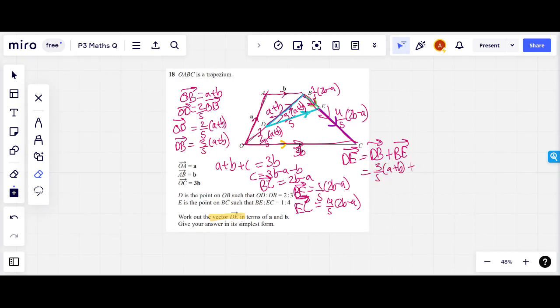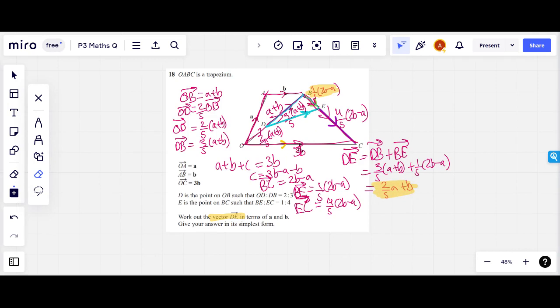Okay, and then BE, we wrote down here, I'll highlight it, as a fifth 2B minus A. Okay, so that's a fifth 2B minus A. And then we just compute simple algebra. So collecting the A terms, we have 3/5 A minus a fifth A, which is 2/5 A. We have 3/5 B plus 2/5 B, well, that's just a whole B. Okay, so our final answer is therefore DE equals 2/5 A plus B.